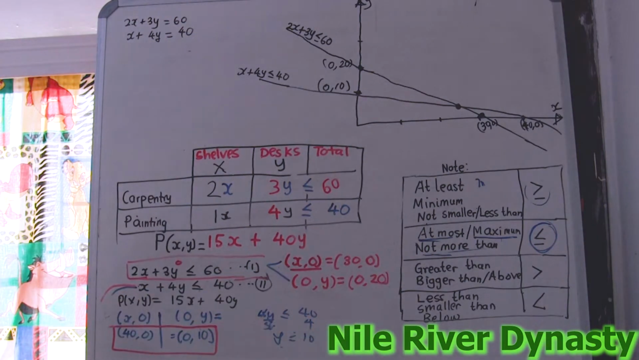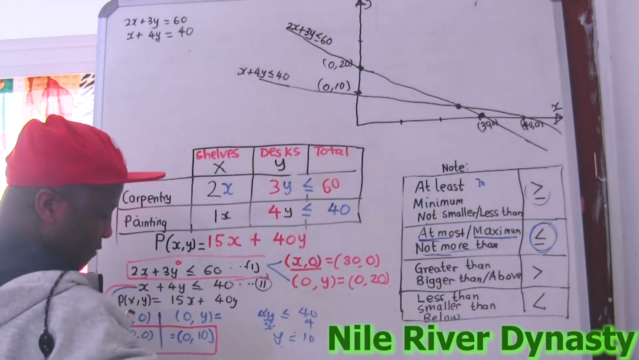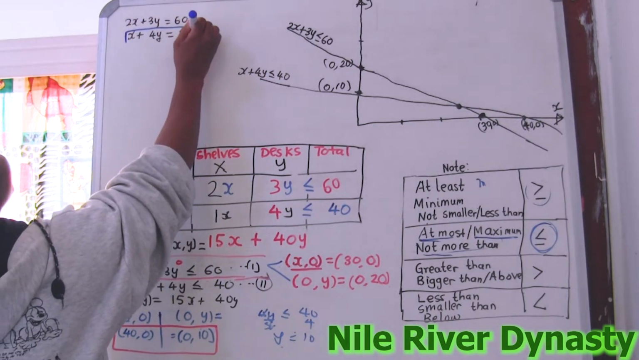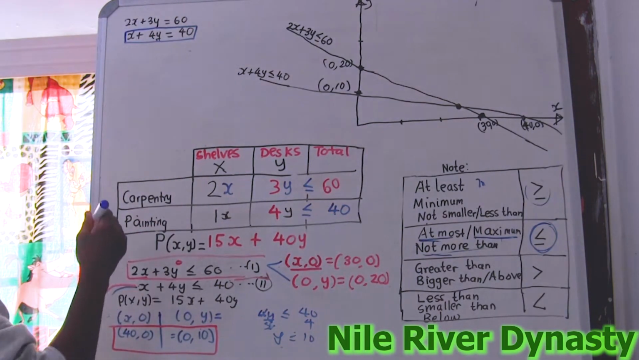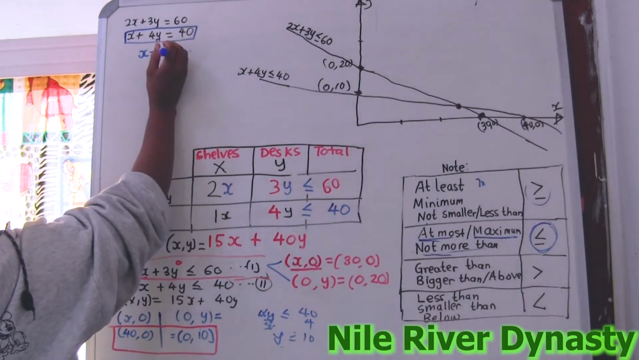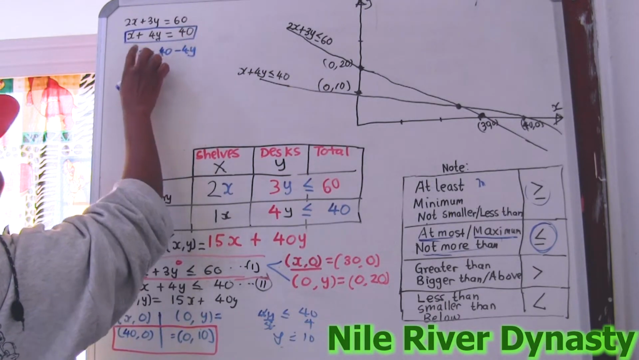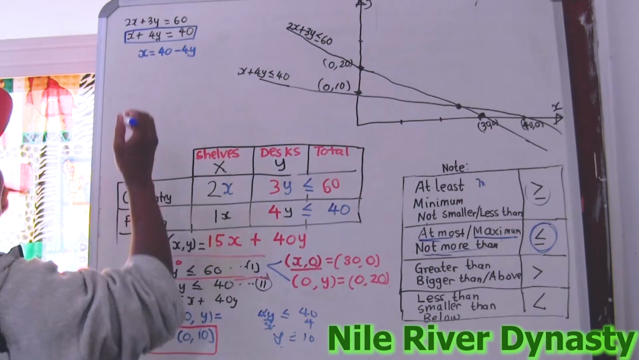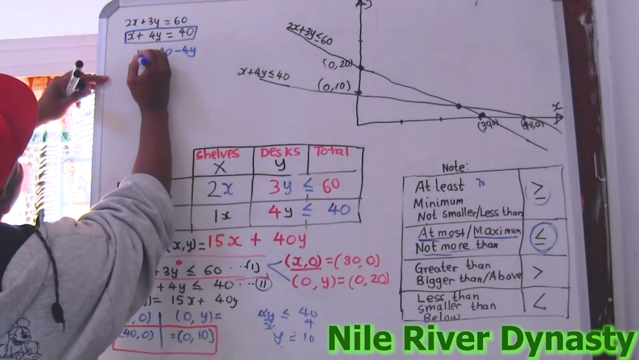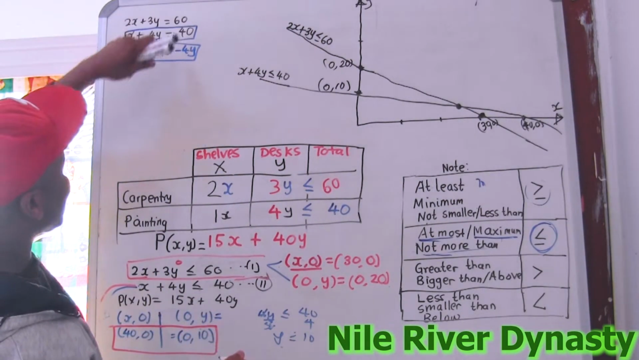So now what you want to do, I'd rather take this one and make x the subject. So x equals, this goes over, so it's going to be 40 minus 4y. Do you know why I take the second one? Because x is going to be alone. If you take the first one, it's going to be 2x. I don't want to deal with the 2x. I can, but I think it's going to be easier for you this way. So x equal to 40 minus 4y.